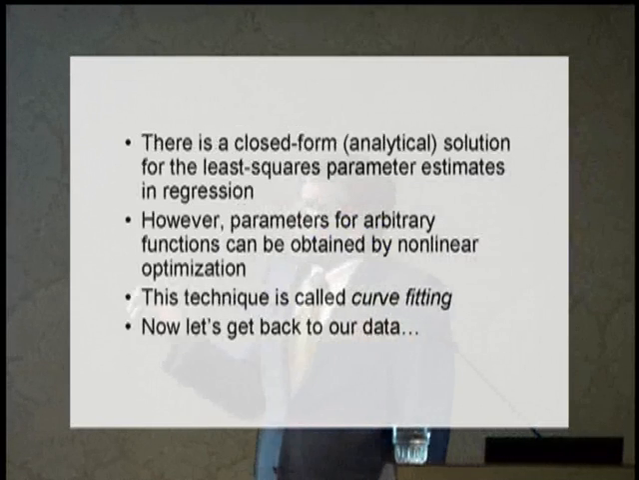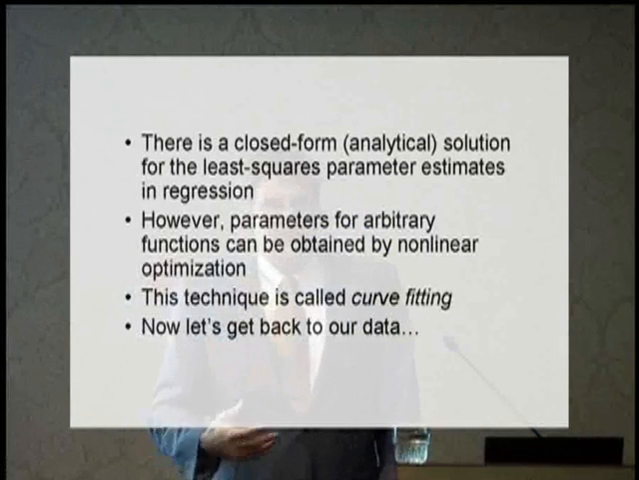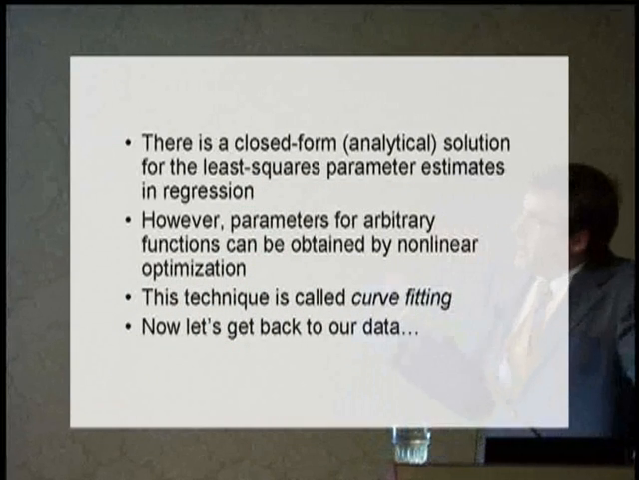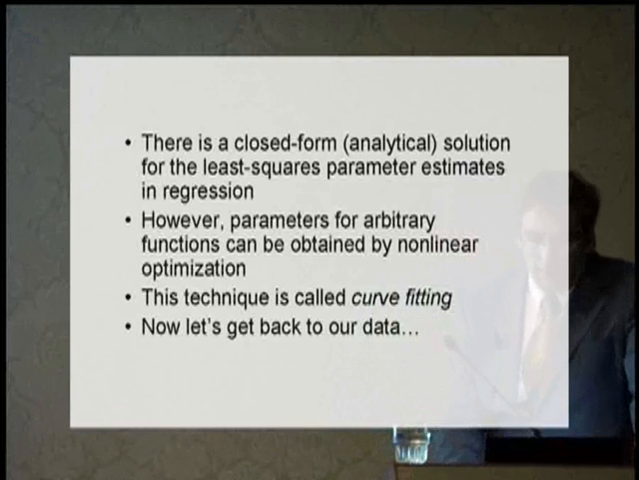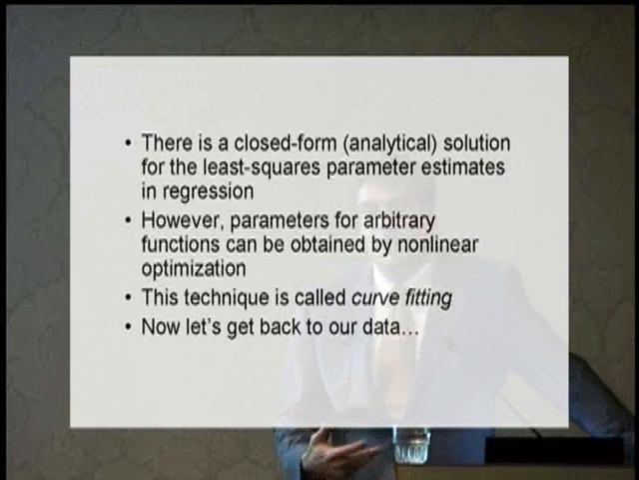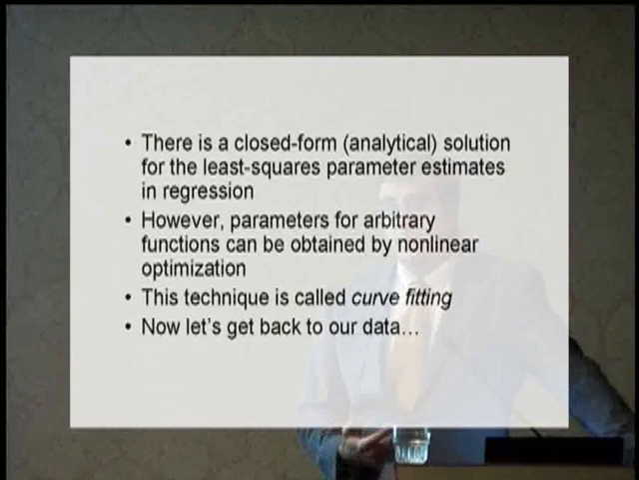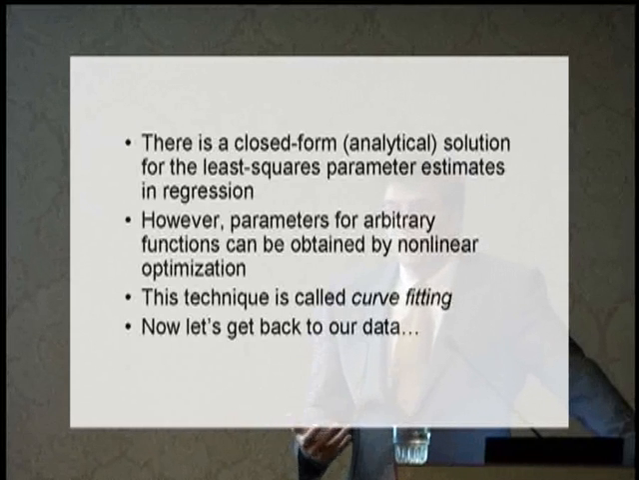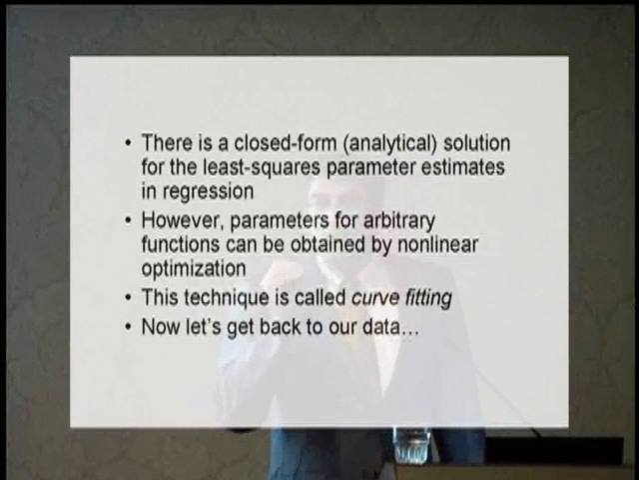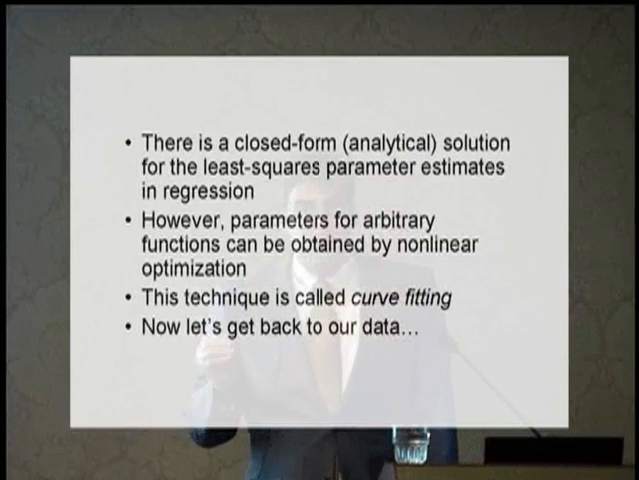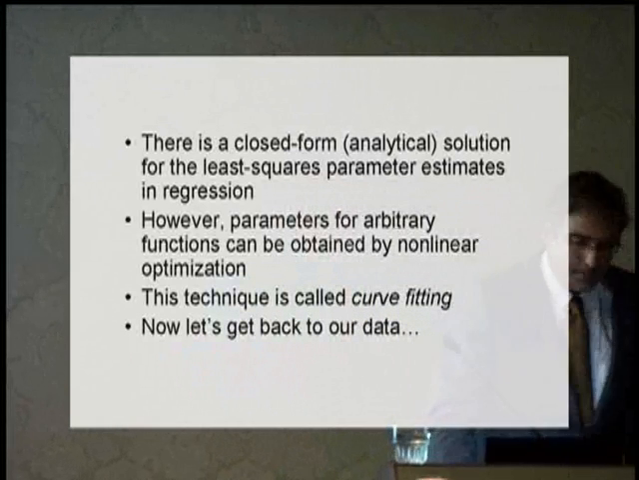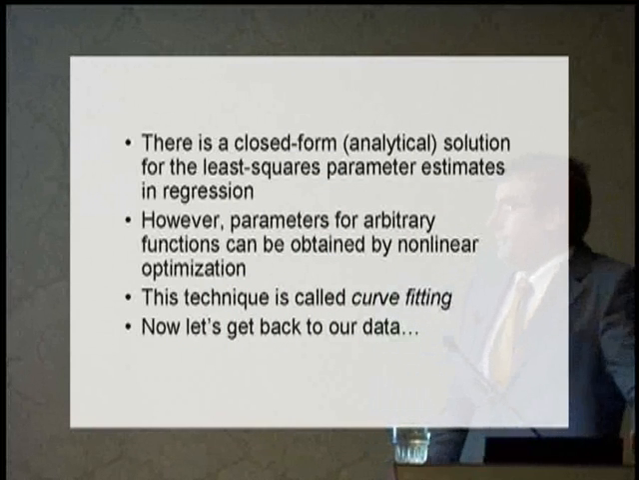Now, in regression, the statisticians have worked out all the maths, and there's actually a closed form solution for the slope and intercept, which minimize the sum of squared errors. But you can obtain parameters for arbitrary functions that maximize the goodness of fit by using a technique known as nonlinear optimization. Basically, you use a computer program that does all the hard work of searching all the possible parameter values and finds those values that maximize the variance accounted for by your model. So we can work with any kind of model. It doesn't have to be linear. This technique is called curve fitting.